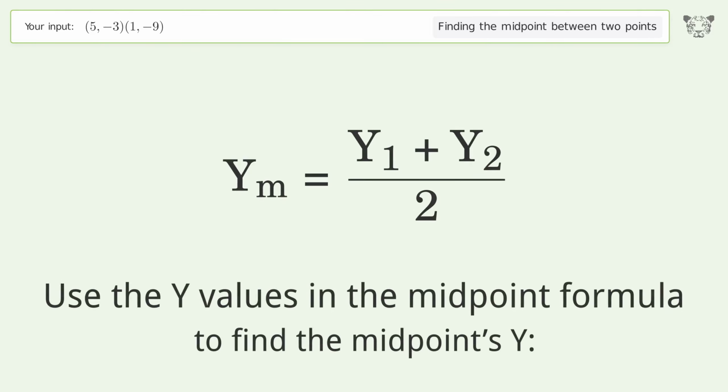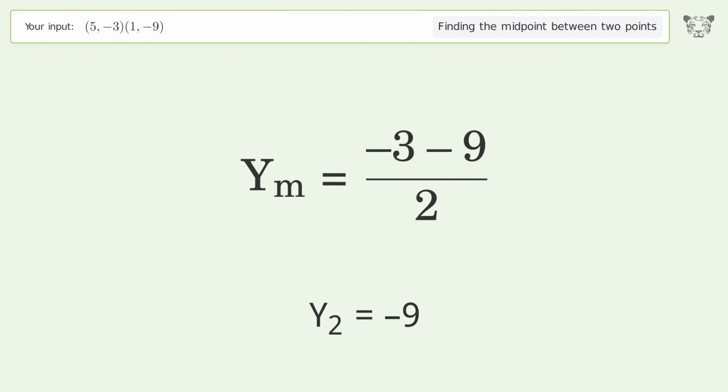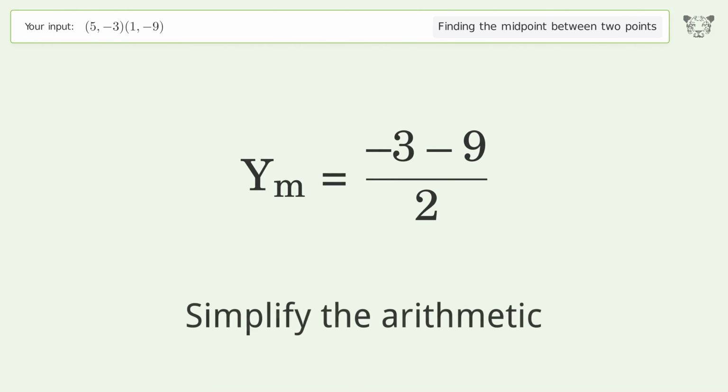Use the y values in the midpoint formula to find the midpoint's y. y1 equals -3. y2 equals -9. Simplify the arithmetic.